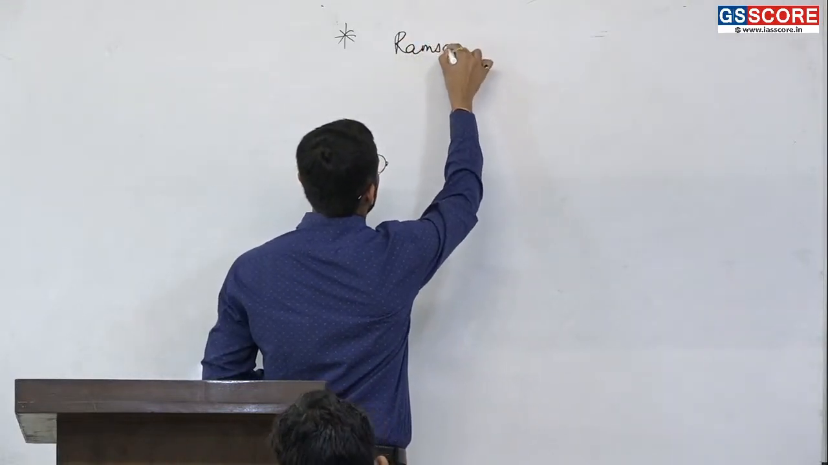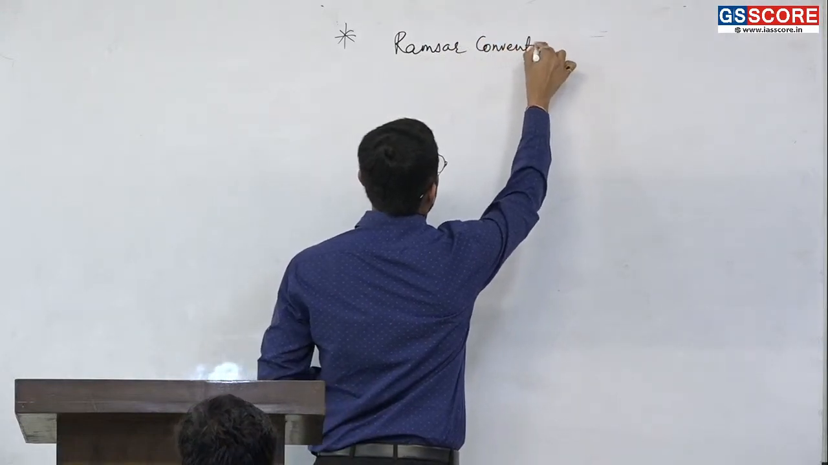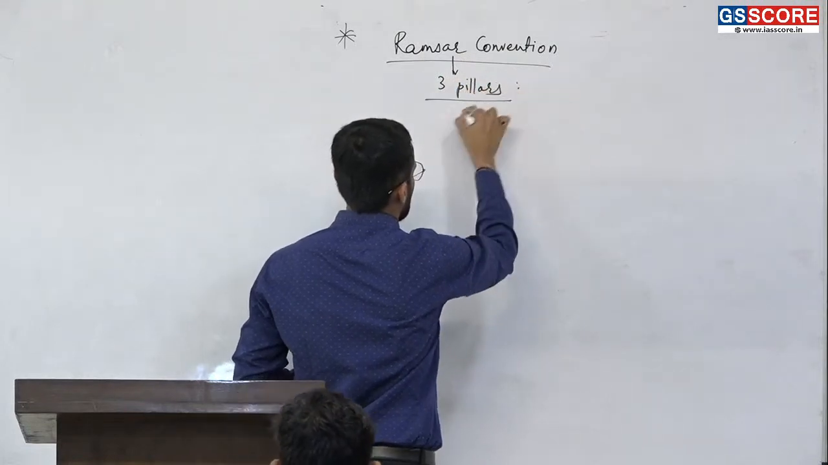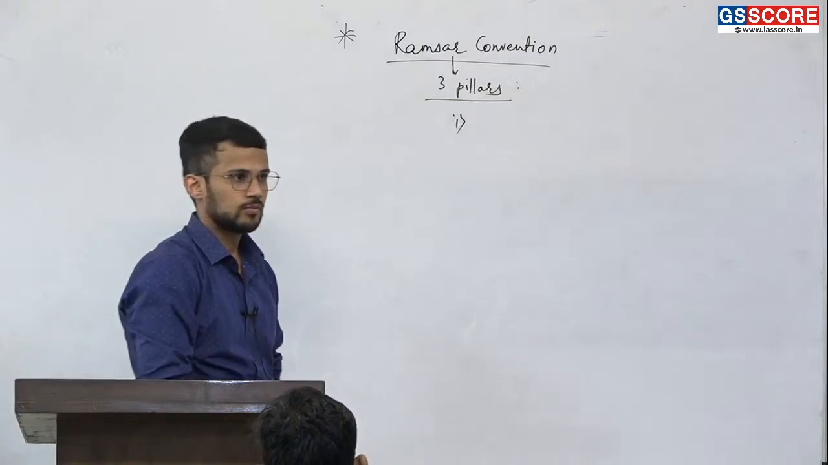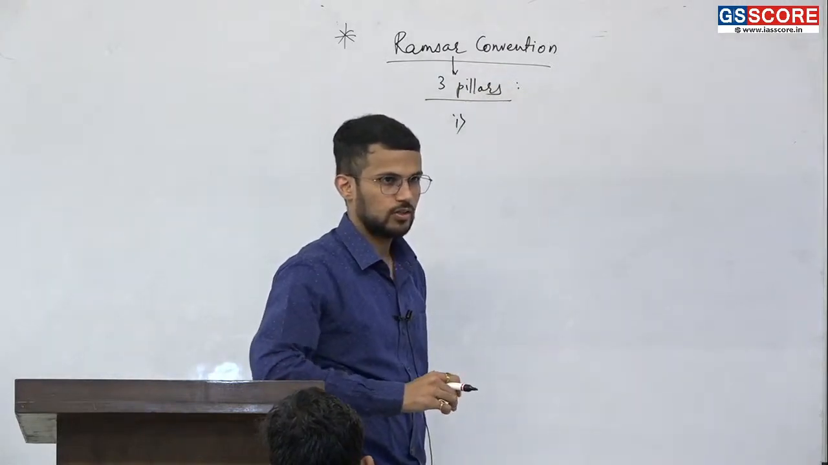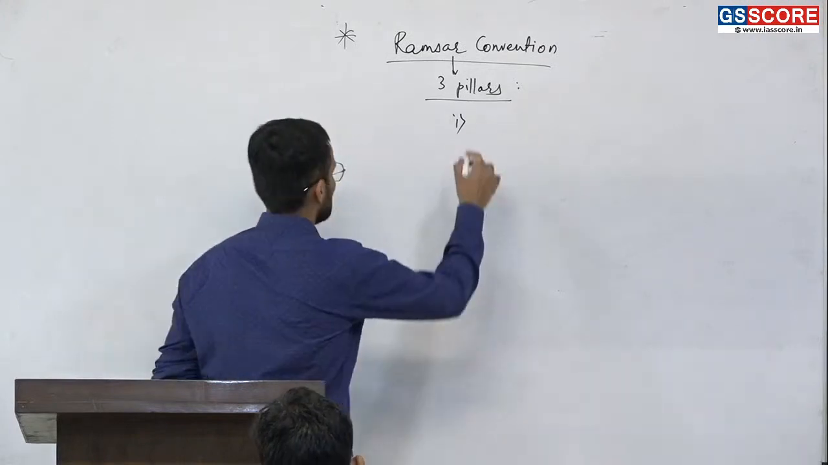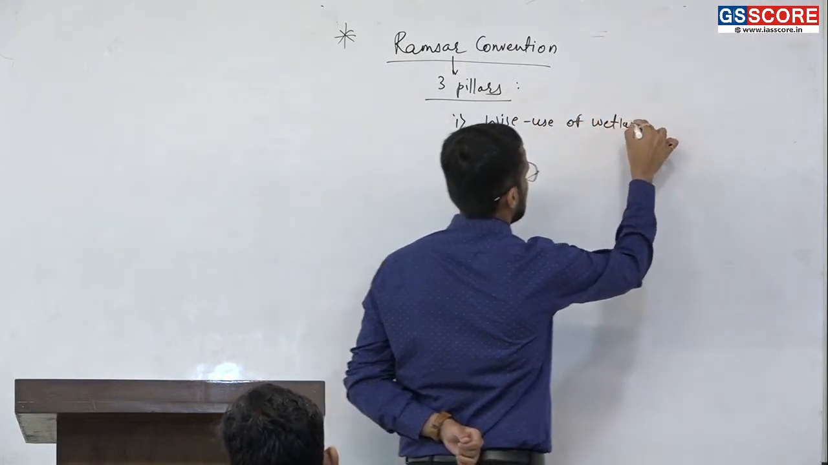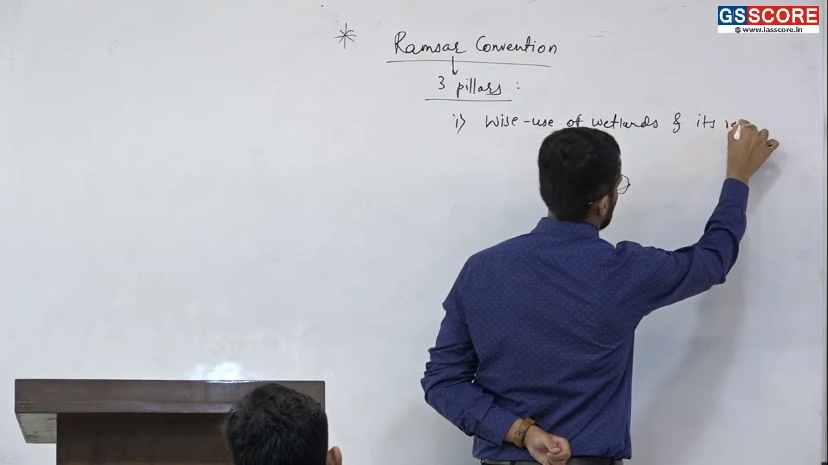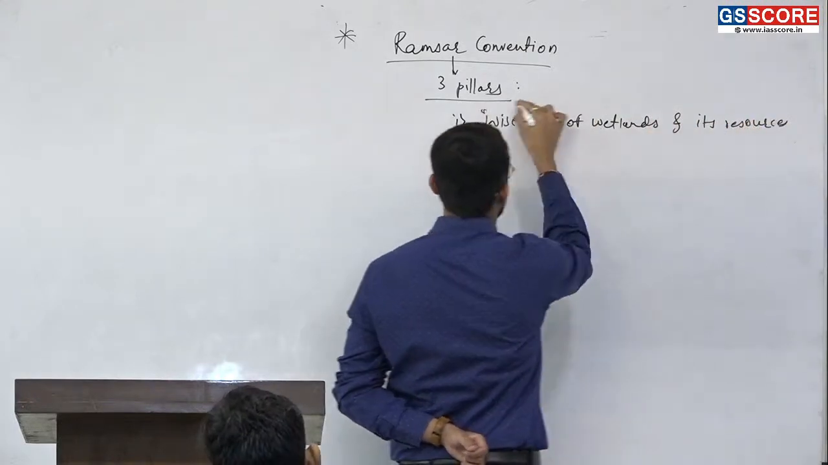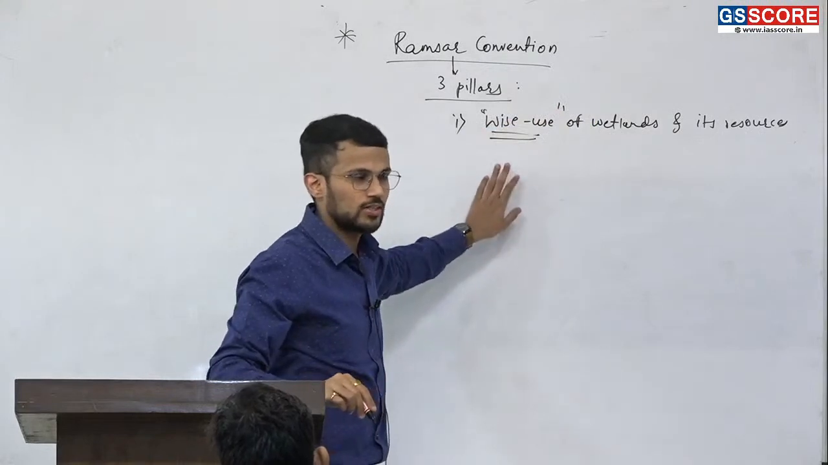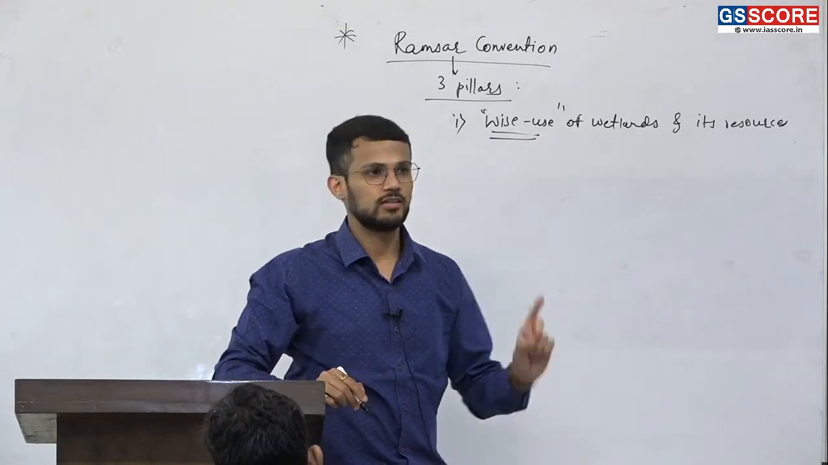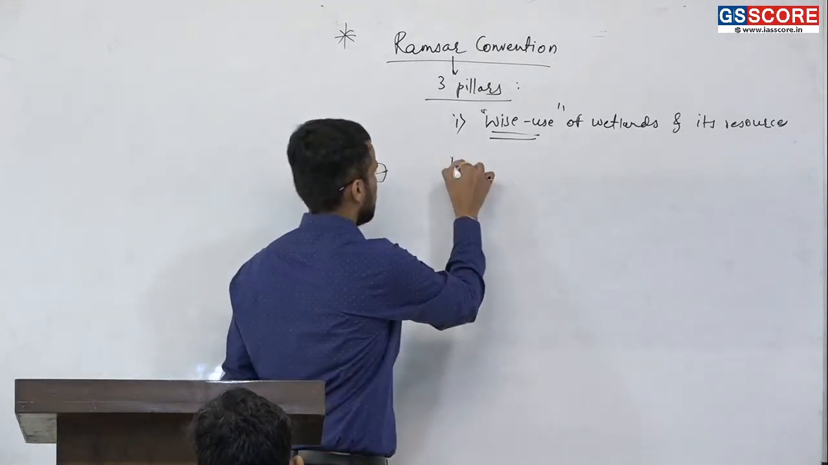The Ramsar Convention, as you are aware, works on three important pillars. Which are they? First, wise use of wetlands and its resources. This term is important, wise use. We have discussed it. Wise use is that use which will ensure that there is no change in the ecological characteristic of the wetland.